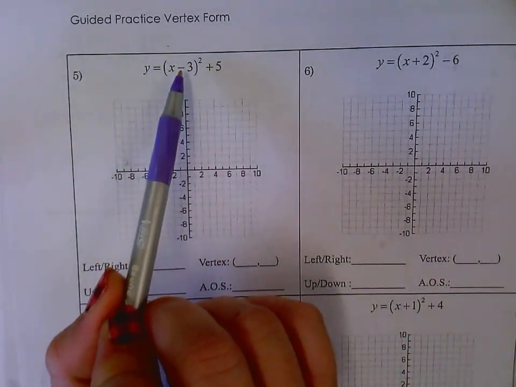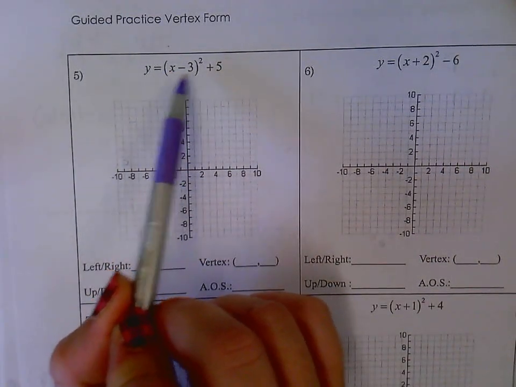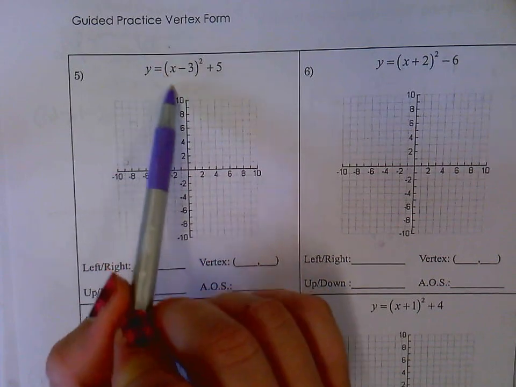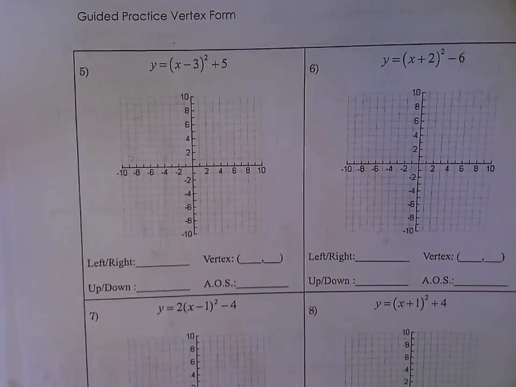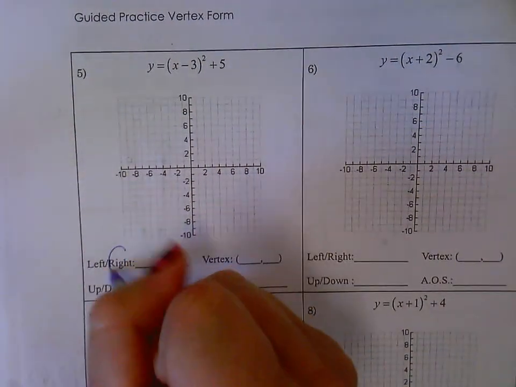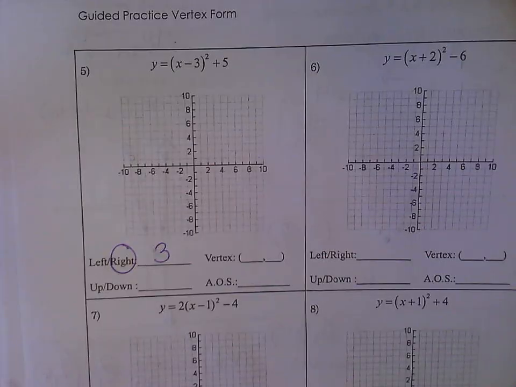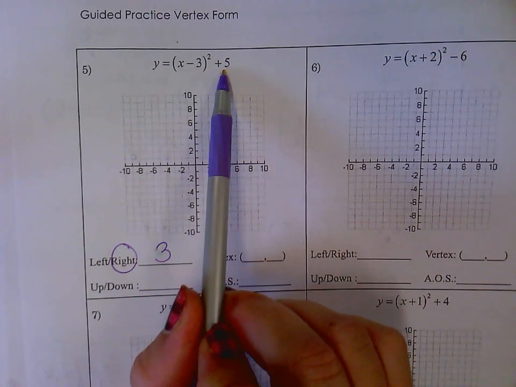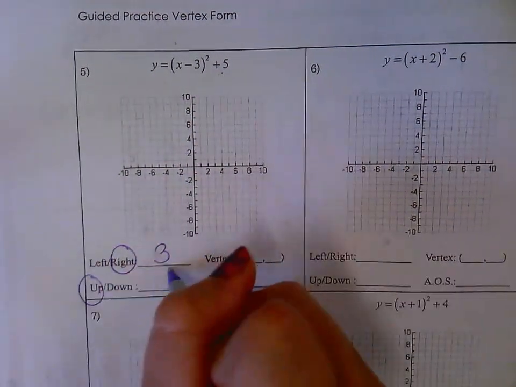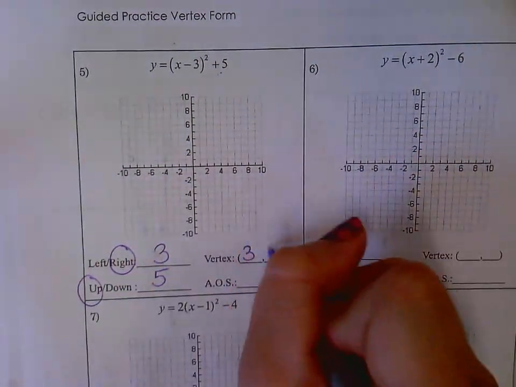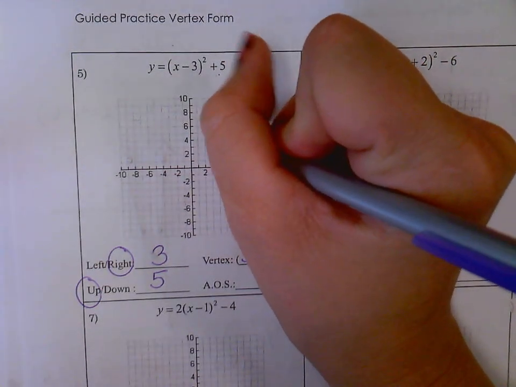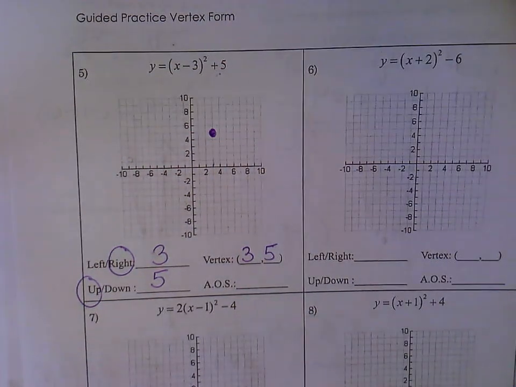Do I go right or left? It says x minus 3 in parentheses. So I flipped ahead another page. So am I going right or left in problem number 5? So I'm going right 3 units. And am I going up or down based on this plus 5? So I'm going up 5 units. So my vertex is at right 3, up 5. So I'm going to plot my vertex on my axis.